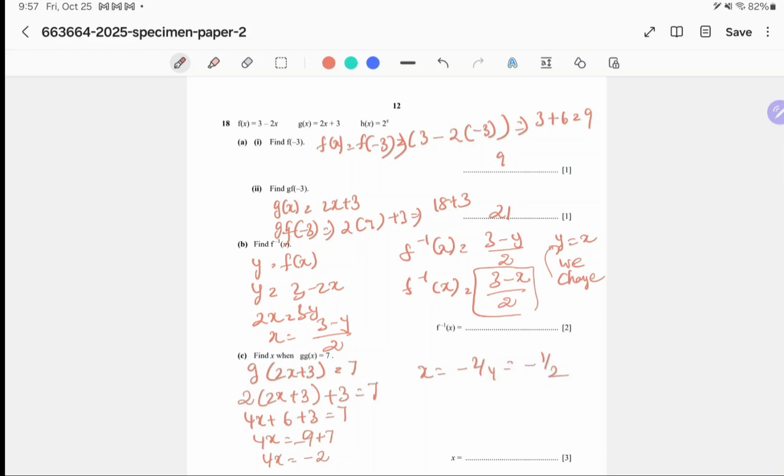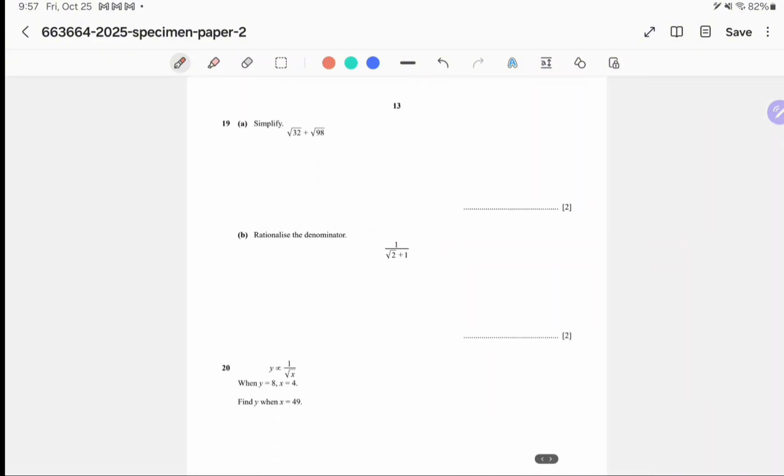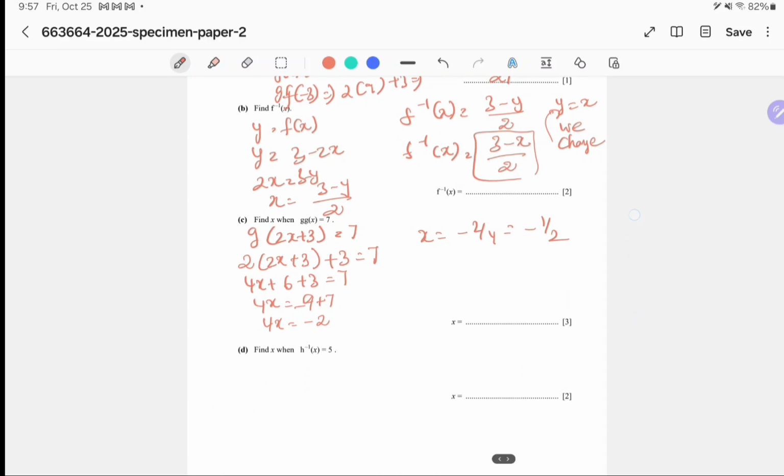Okay, this is the answer. Next question, simplify. Oh, I left one more question. h inverse of x equal to 5. Find h inverse of x. So we have to find h inverse.